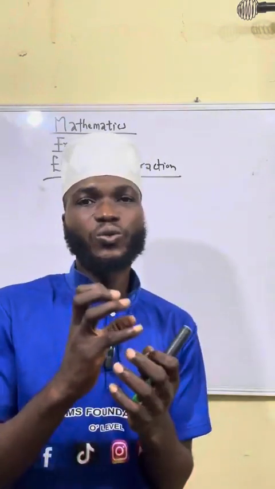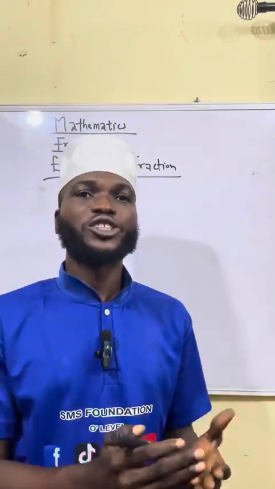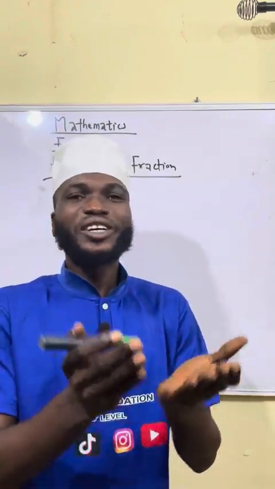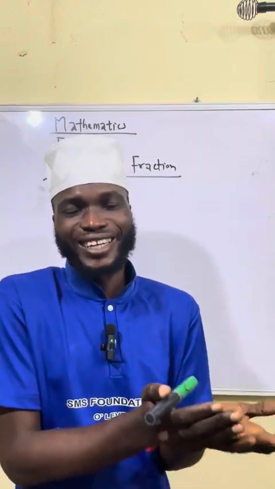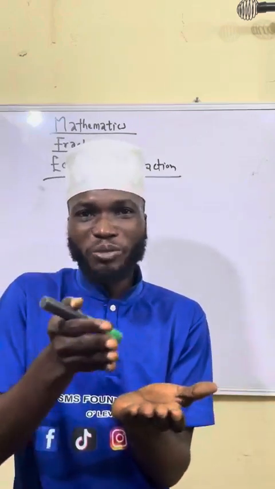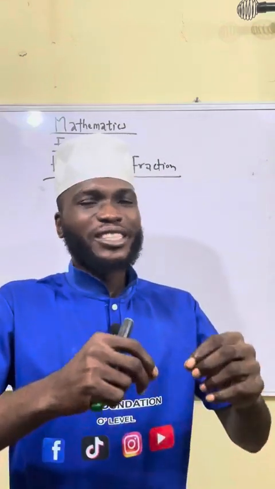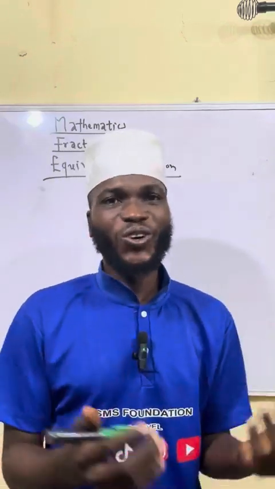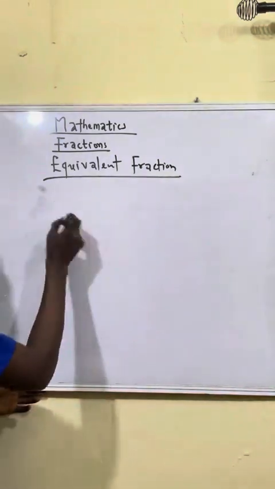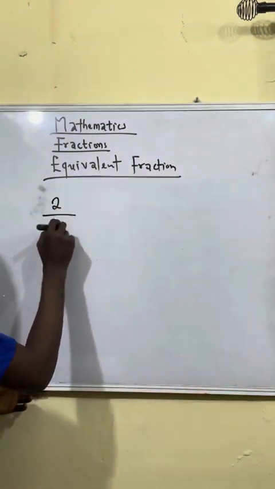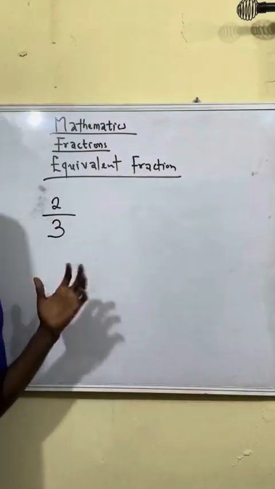What do we mean by equivalent fraction? These are fractions that have equal values numerically. So their numerical values are equal. They are numerically equal to each other. For example, let's start with something simple, something like 2 over 3. 2 over 3 is a fraction.